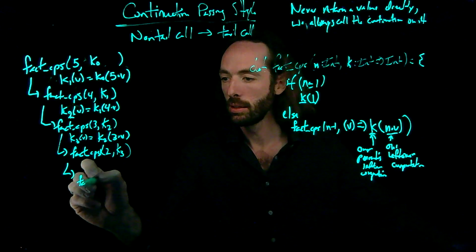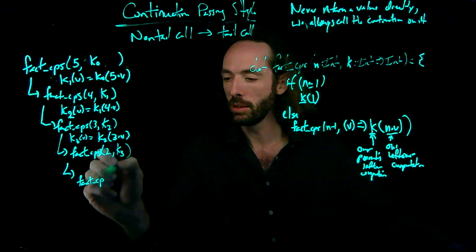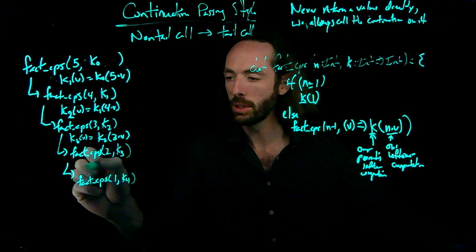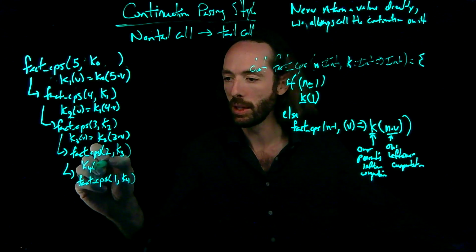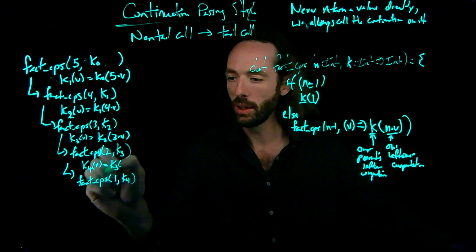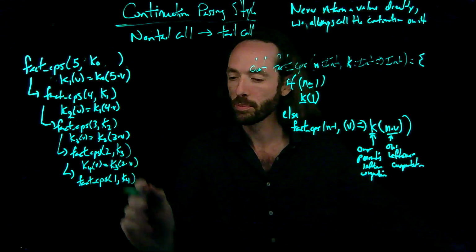Finally, fact CPS 2 calls fact CPS 1 with K4. And what's K4? Well, it's basically the same thing that we've been writing up before, right? It's going to be K3 with, on the inside, 2 times v.